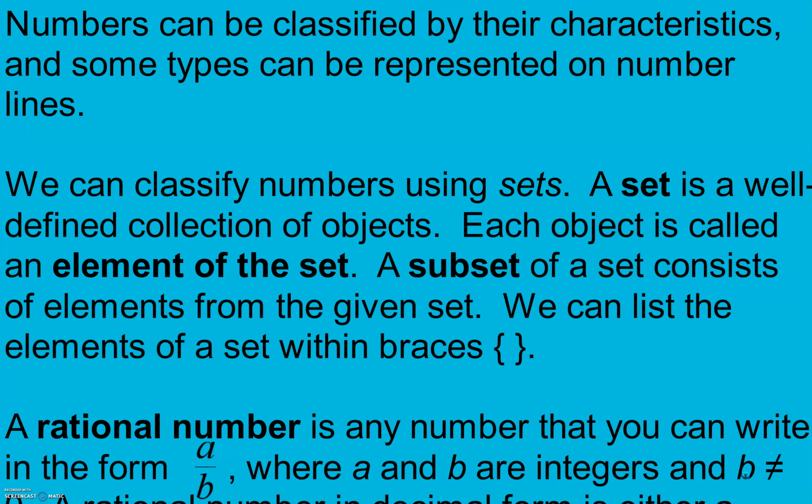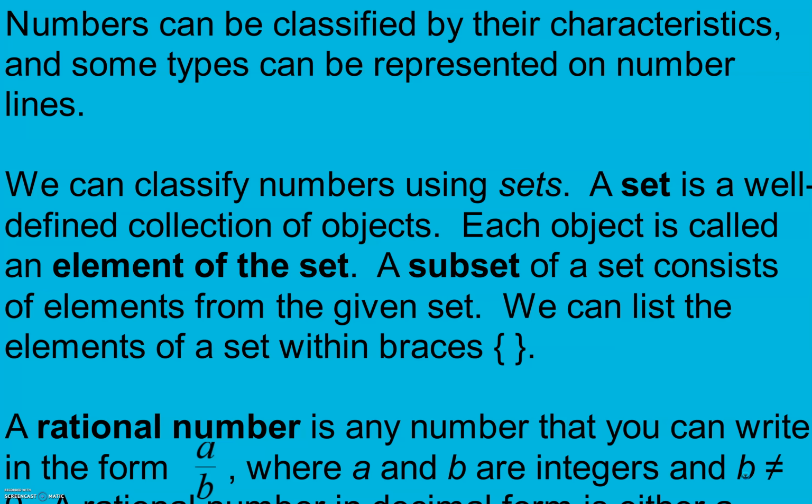Numbers can be classified by their characteristics, and some types can be represented on number lines. We can classify numbers using sets. A set is a well-defined collection of objects, such as our specific class. Okay? Each object is called an element of the set. So each student in your algebra class is an element.